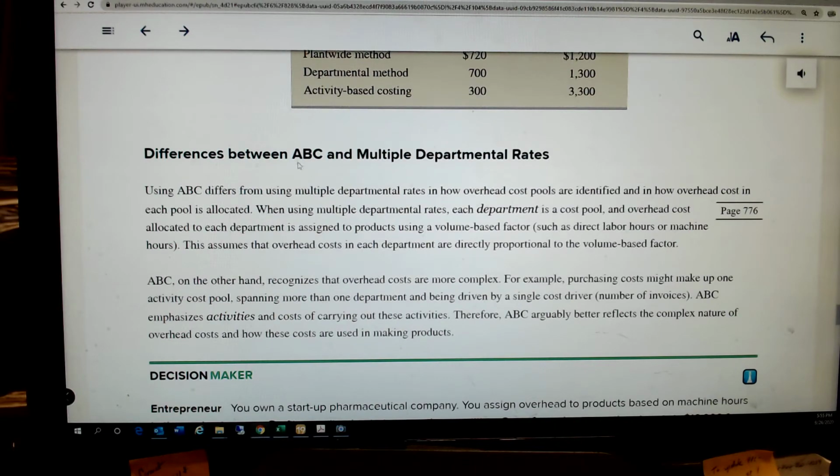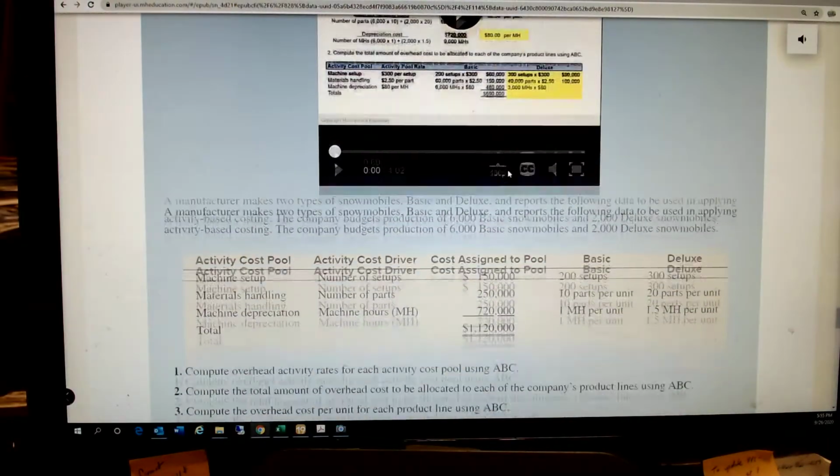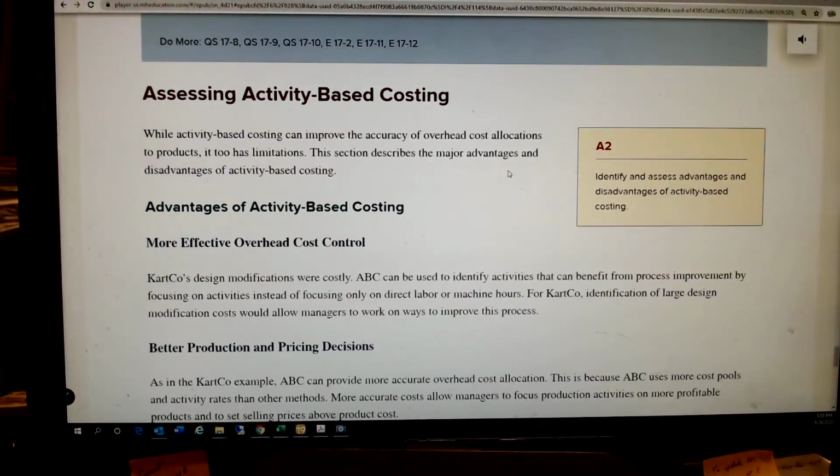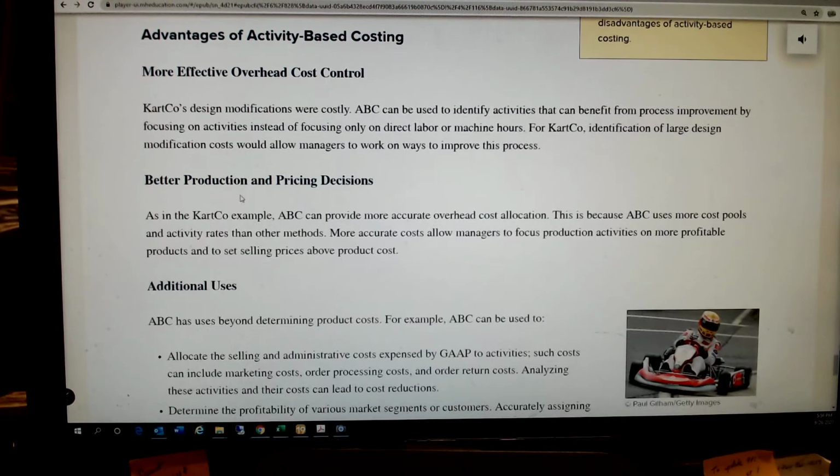Differences between activity-based costing and multiple department rates? Not much. There won't be any questions on that. Know the advantages and disadvantages. The advantages of activity-based costing: definitely more effective cost control. We are spending a lot of time and getting very familiar with our overhead costs, even by simply allocating them to activities. We're addressing every overhead cost. So we are getting a better feel and better control of our overhead. And because we're going to this additional amount of work, we're getting better pricing decisions, better costing decisions.